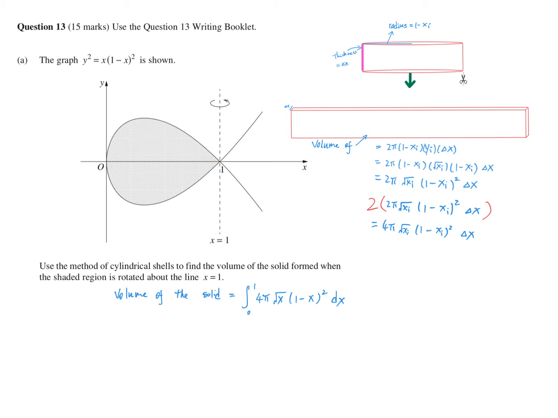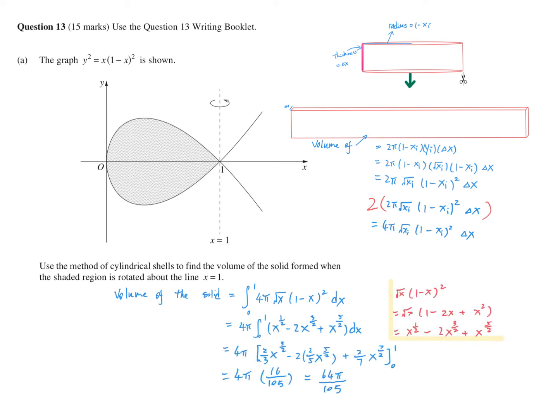And then this is talking about integration. Integration from 0 to 1, and each shell volume should be 4 pi root x times (1 minus x) squared. The delta x changes to dx. This is the volume of the torus. The integration of this polynomial is not difficult. Root x times (1 minus x) whole square. Let's try to expand this square bracket.